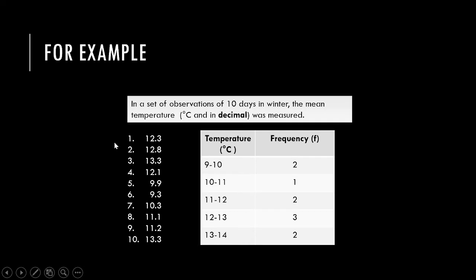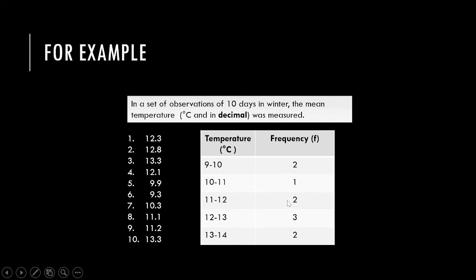Again, in the set of observations of 10 days in winter, the mean temperature has been measured. But in this case, this measurement has been taken in decimals. There was hardly any repetition in the values. In this case, the grouping method is involved. According to the size of values, each cell can have a range of values, and all the values which fall in this range can be taken as an occurrence in the form of frequency.